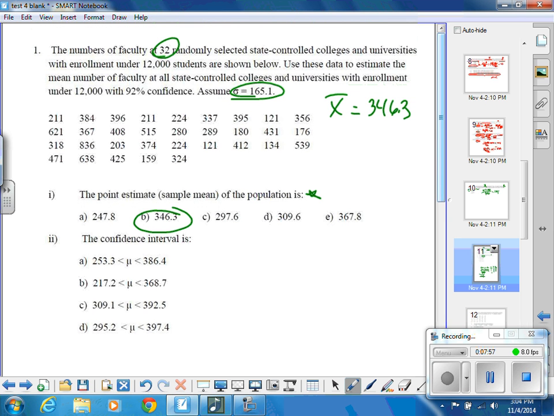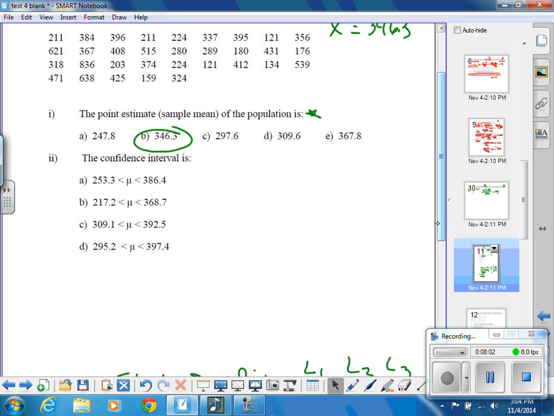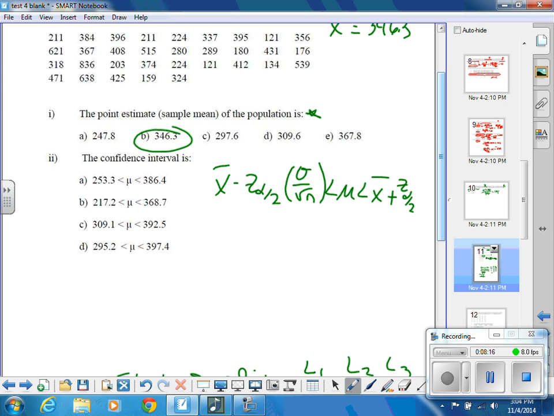Now they're asking about the confidence interval. Because they're asking for a confidence interval, the formula is this right here: x bar minus z alpha over 2 times sigma over the square root of n is in between mu, that little u-looking character, and the same thing with a plus instead of a minus. So you're going to have two answers here.